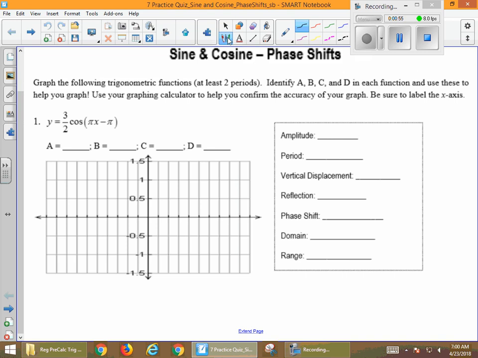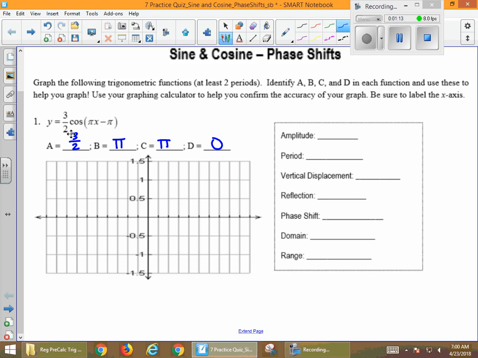Here A is 3/2, B is pi, C is pi, and D, since we don't have anything on the outside of our function there, D is 0. So you have no vertical displacement there.